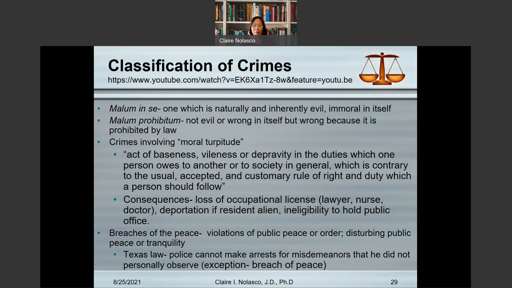And here you have examples as violations of public peace or order, disturbing public peace or tranquility. You have to note that under Texas law, police cannot make arrests for misdemeanors that he did not personally observe. So he has to have observed that form of misdemeanor. The exception is breach of the peace. So in breach of the peace, even if the police officer did not personally observe it, then he can still make an arrest if someone calls it in or reports it.